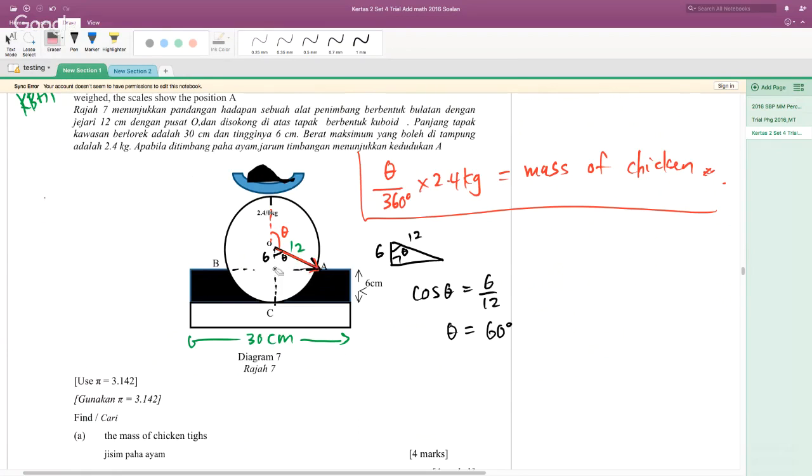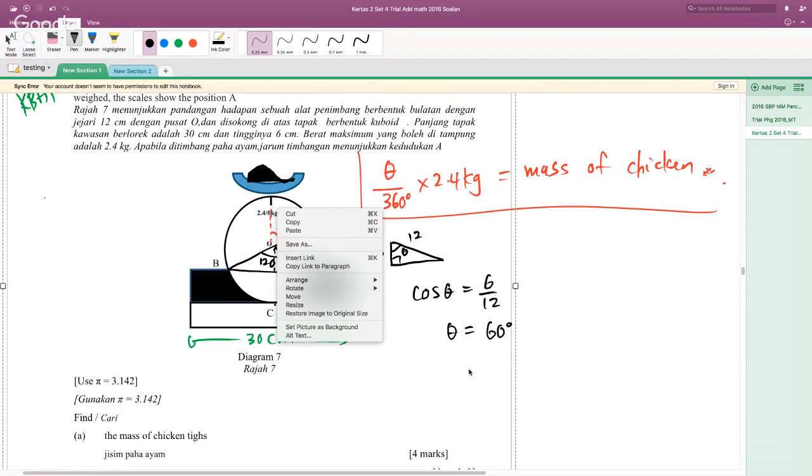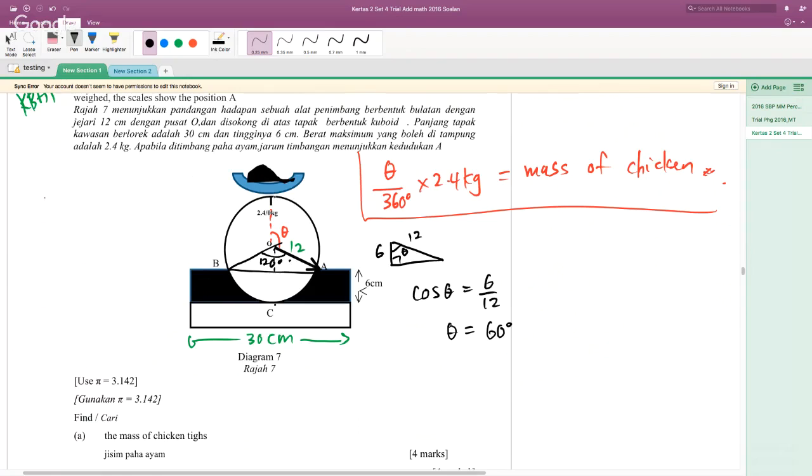So if that one is 60 degrees, it means here I have another same triangle as well. So the total angle here should be 120. If the straight line is 180, so I know this angle equals 120. Correct or not? Because just now here is 60 degrees, this one is 60 degrees. So if this one is 60 degrees, the other side is just 180 minus 60, which is 120.